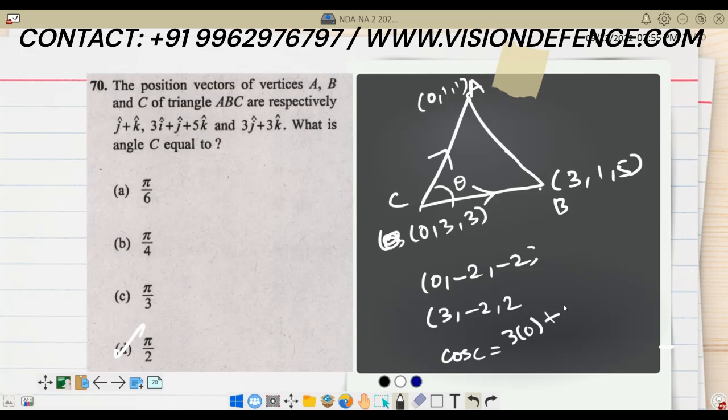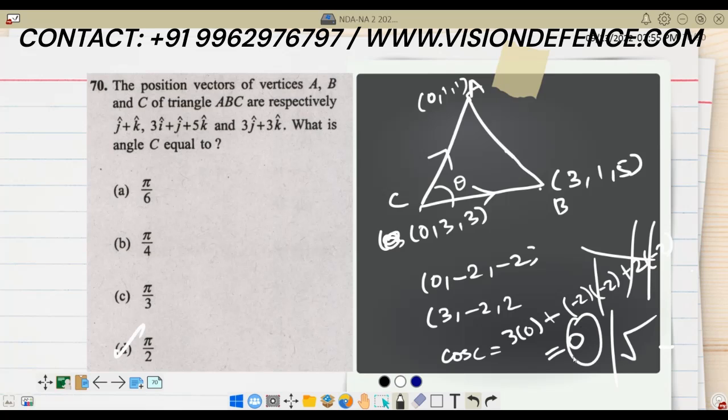So 3 into 0 plus minus 2 into minus 2 plus 2 into minus 2. This is minus 2, this is plus 2, this will cancel, this also is 0. This is going to be 0. So no matter the denominator, the numerator is going to be 0. So cos C is 0. So that means our answer will be pi by 2.